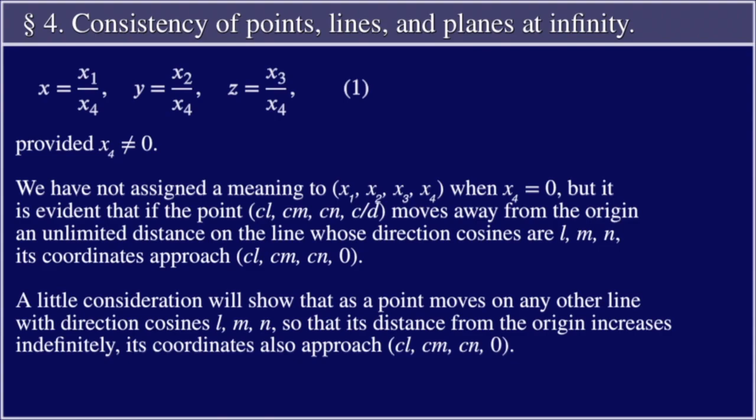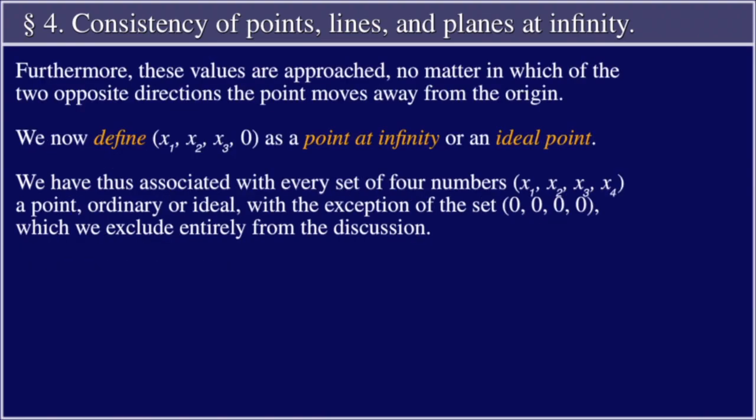But it is evident that if the point cL, cM, cN, c/d moves away from the origin an unlimited distance on the line whose direction cosines are L, M, and N, its coordinates approach cL, cM, cN, and 0. A little consideration will show that as a point moves on any other line with direction cosines L, M, N, so that its distance from the origin increases indefinitely, its coordinates also approach the point cL, cM, cN, 0. Furthermore, these values are approached no matter in which of the 2 opposite directions the point moves away from the origin.